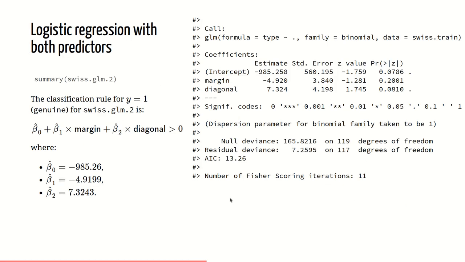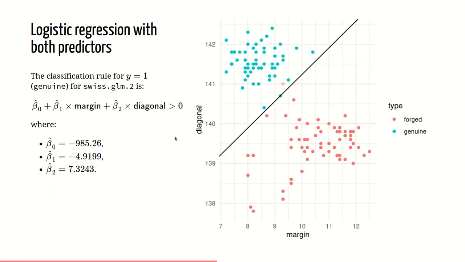The same idea works if you've got multiple variables, right? So the classification rule for the second model that we fit, which had both margin and diagonal in it, would be minus 985.26 minus 4.9 times the margin plus 7.3 times the diagonal. Okay, and we would assign an observation as y equals 1, which would be genuine, if when we bung the margin and diagonal into that equation, we get a positive number. And so that's forming a straight line on the margin versus diagonal plot, okay, and there it is there.